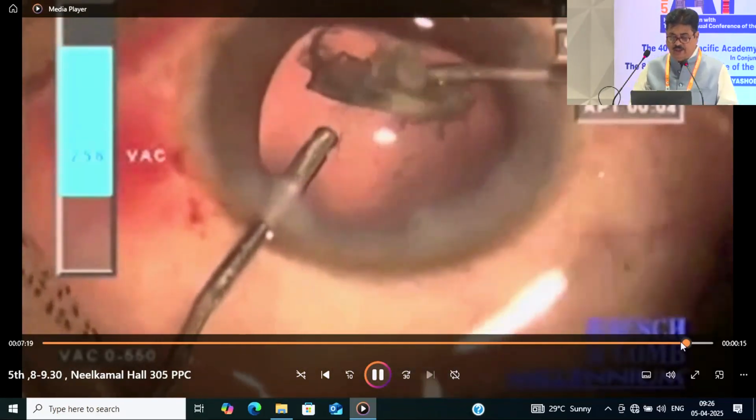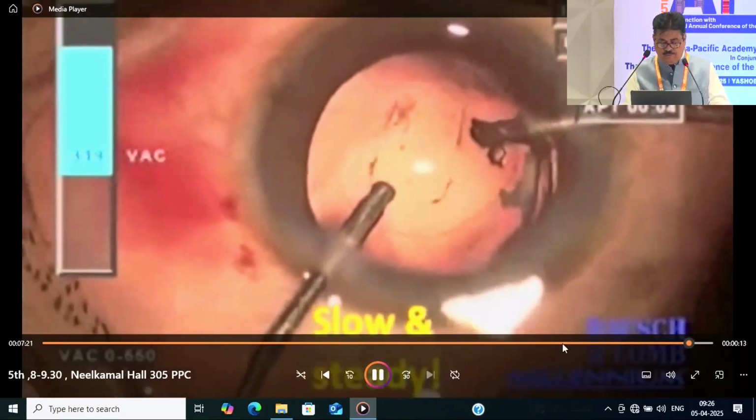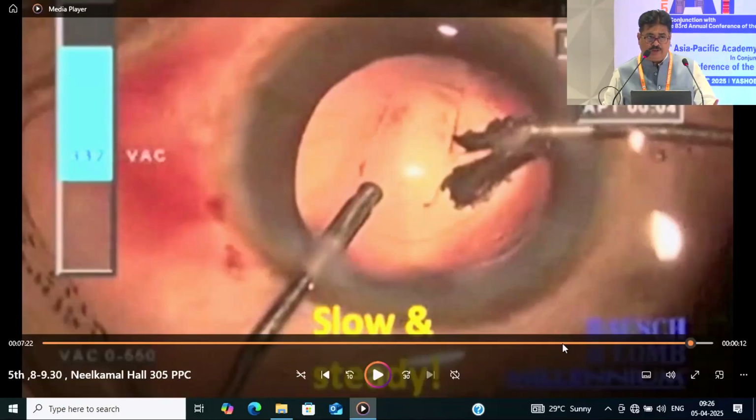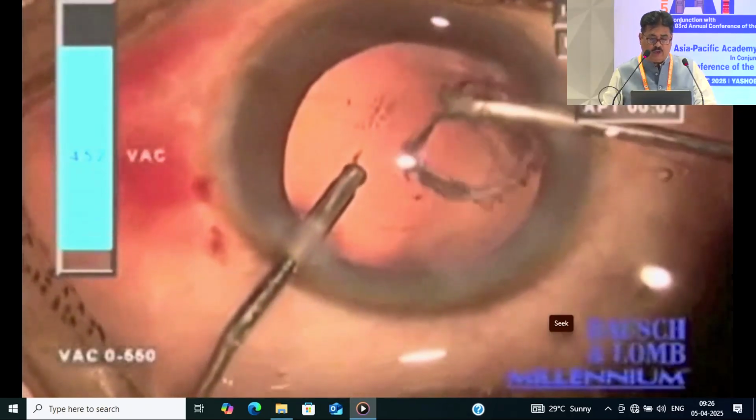So you see there is a defect in the posterior capsule. You can see there is a defect in the posterior capsule that was pre-existing, and by doing all this surgery this defect has not increased because we have taken all the precautions. So it is very important to take all the precautions.